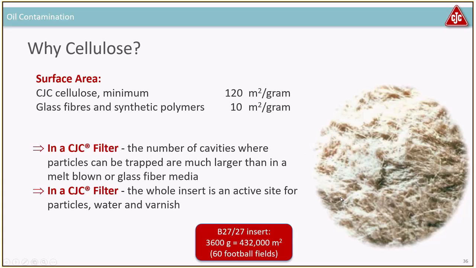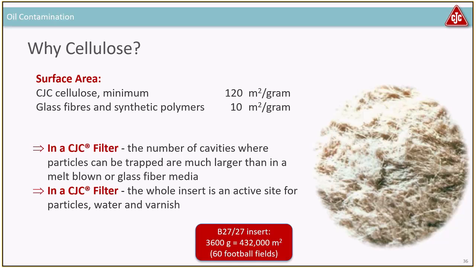If you just do a calculation, a CJC insert called the B2727 that weighs 3,600 grams is equal to 60 football fields of surface area. That is crazy. So if you think about it in layman's terms, you're taking oil and pouring it out on the table in front of you. That will be your pleated inline filter. That will be your table. So if that would be a membrane or mesh, you pour the oil out on the table and let it seep through, and that's how you clean it.